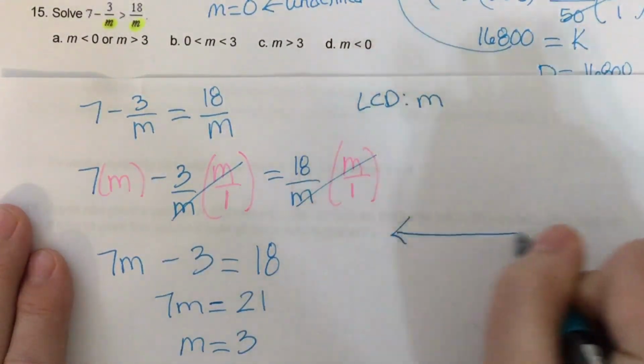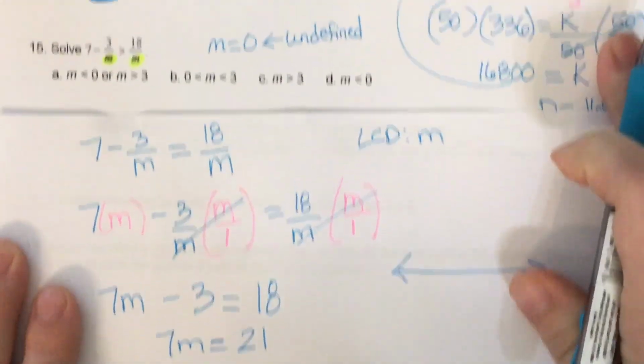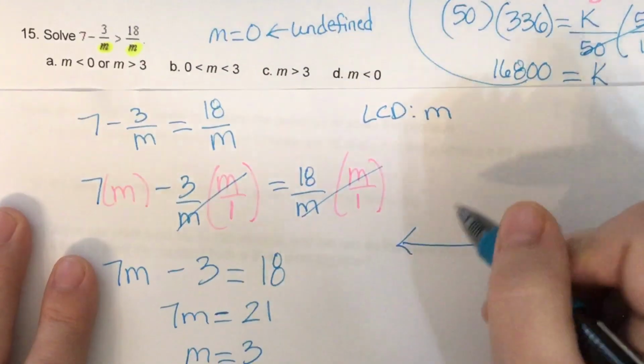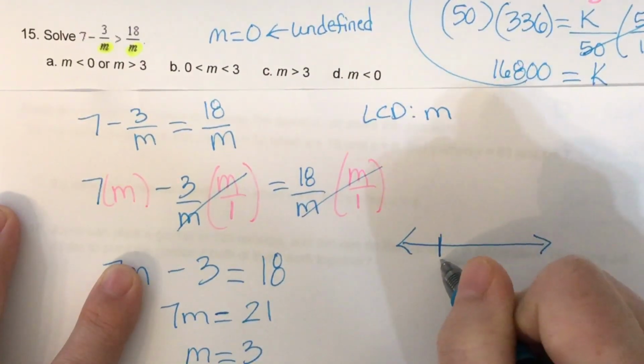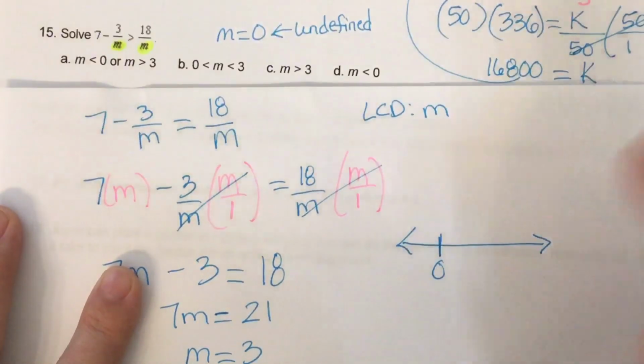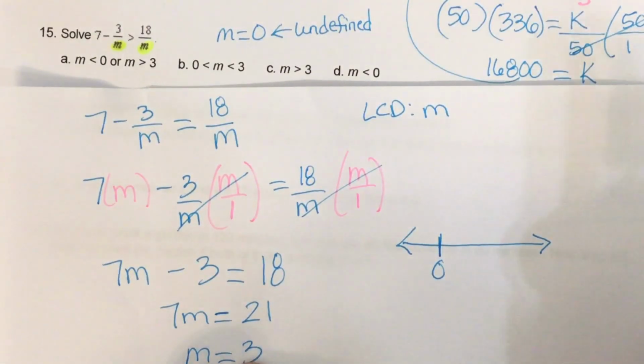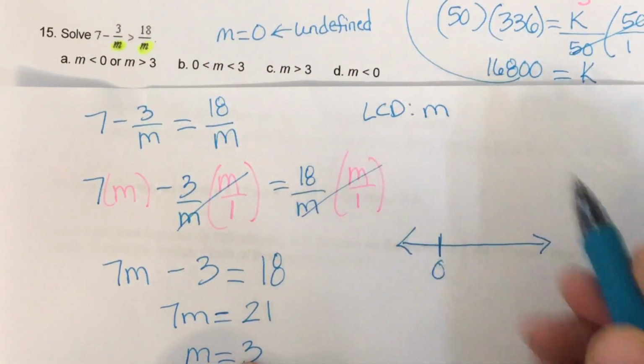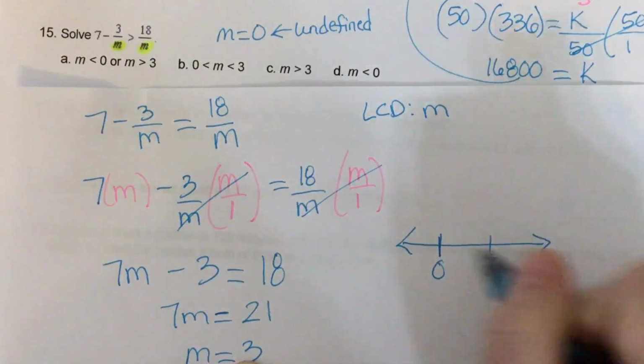Okay, so I'm making my little number line. I know this problem doesn't work when m is 0. So that is one of my places I'm going to put on the number line. I know this problem is equal at the 3, and I don't want to know where it's equal. I want to know where it's greater. So 3 is the other thing that I'm going to put on the number line.